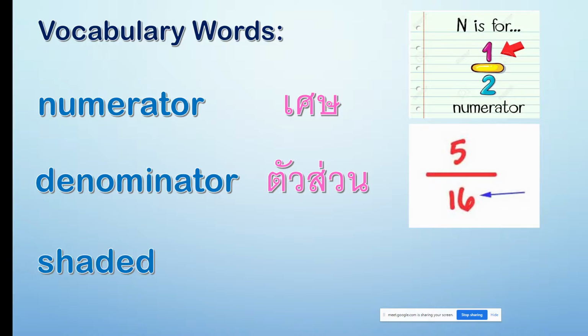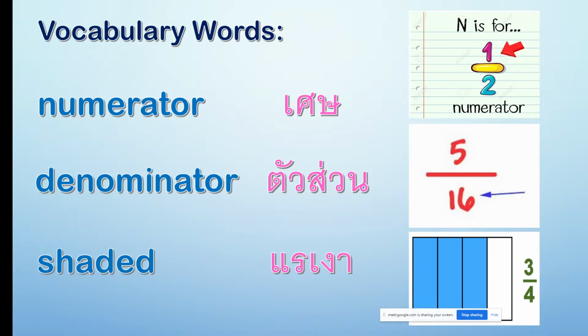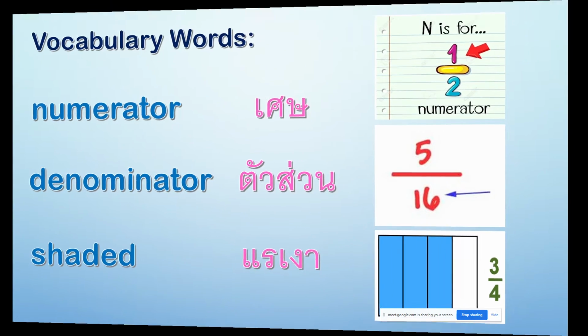Next, shaded. Everyone say shaded. In Thai, แรงเงา, it means it is the colored part, right? Okay, now turn off your microphone. Do not make a noise.